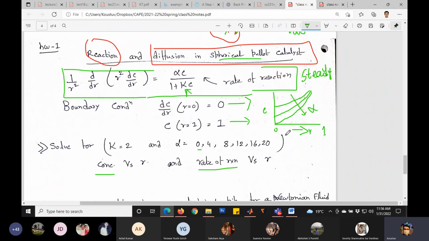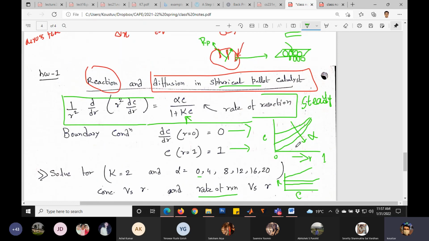So if you solve this for this set of values and plot the concentration versus R, then this is the behavior. And similarly, once you know the concentration and R, you can substitute it here and you can actually solve the rate of reaction versus R for different values of alpha, which you can also see as a resultant plot. So the rate will also vary like this, and for different values of alpha. So just give it a shot. You just try it by writing the Matlab.